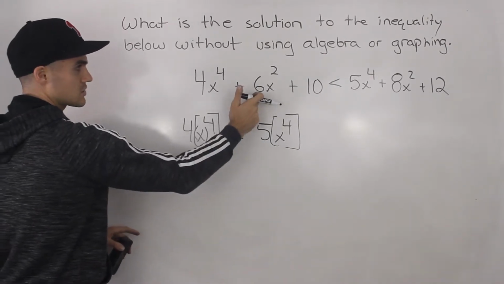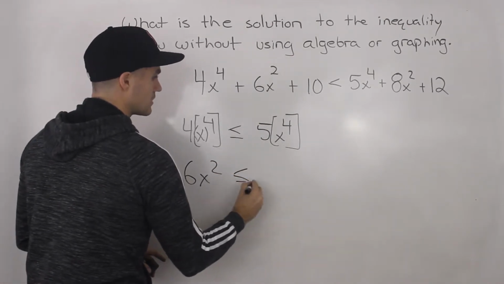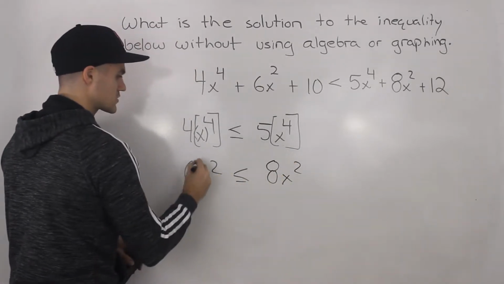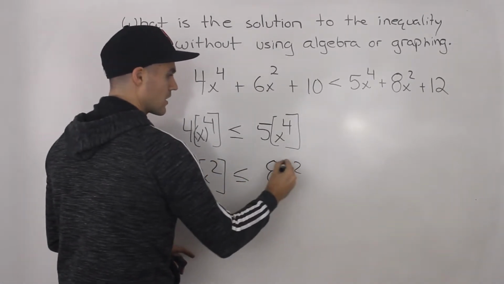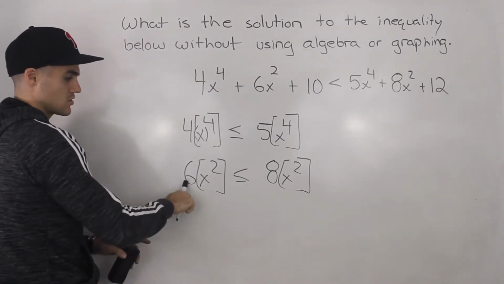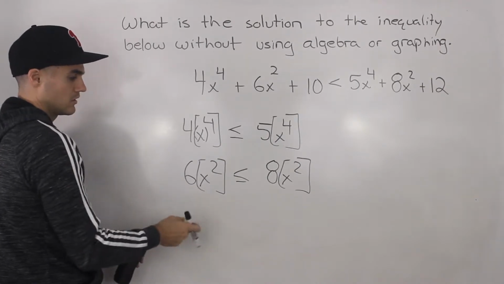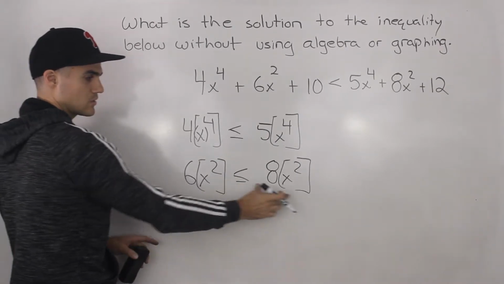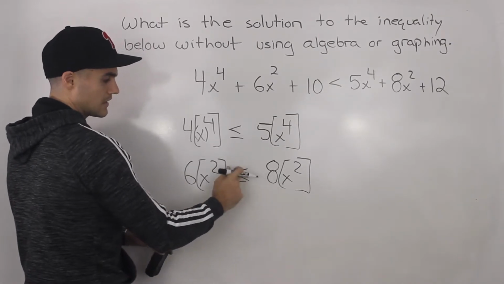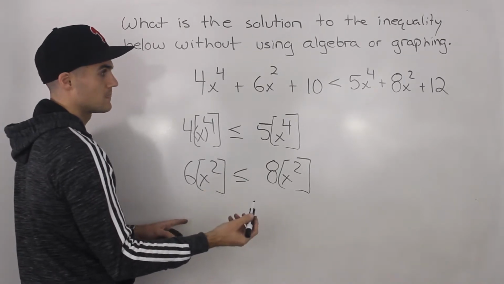What about the next term? So 6x squared less than or equal to 8x squared. Same thing, because this x squared and this x squared are always going to be the same no matter what x values you plug in. So obviously multiplying that same expression by a lower number, this will always be less than or equal to this, right? 6 is less than 8. Now again, they can be equal when that x value is 0.